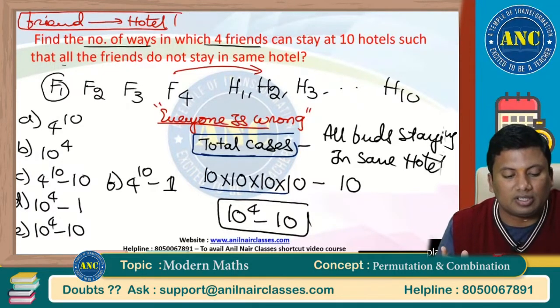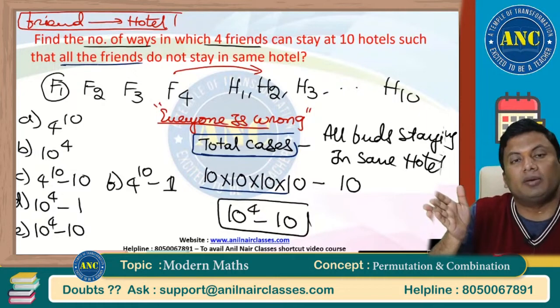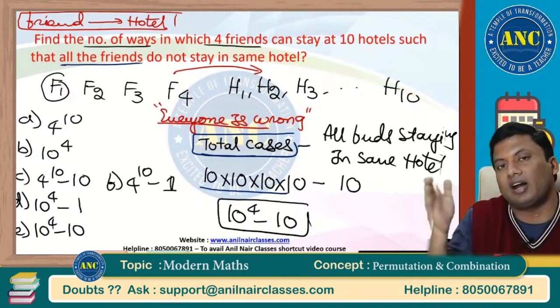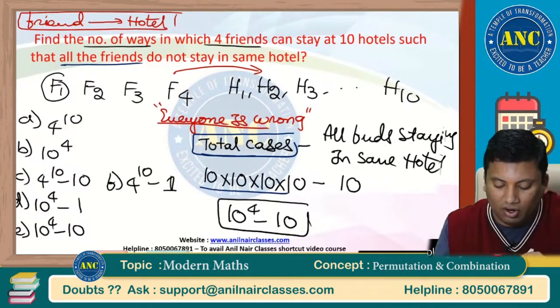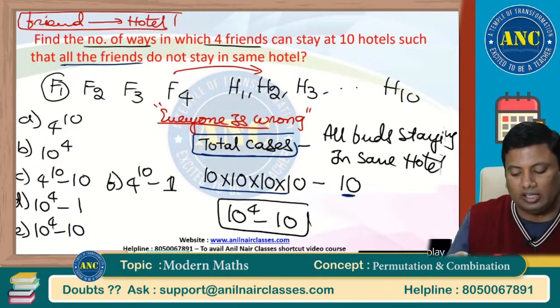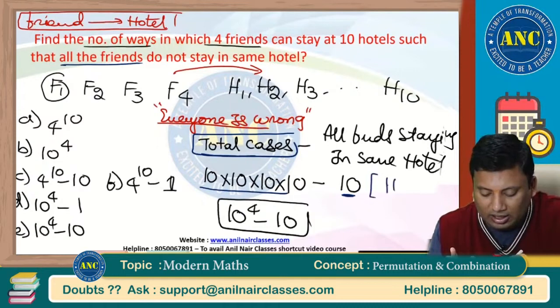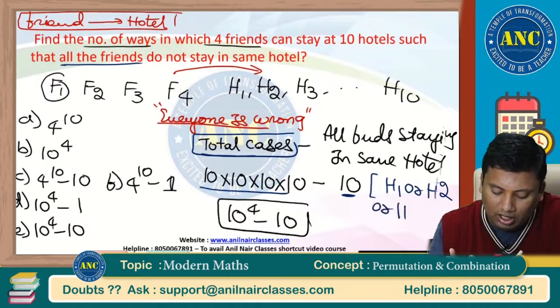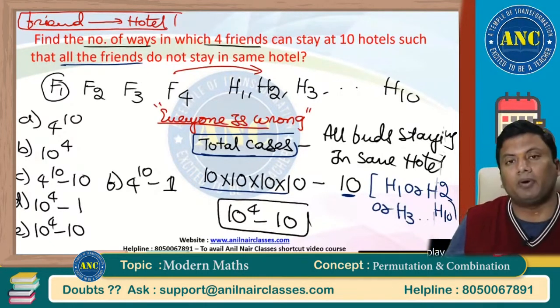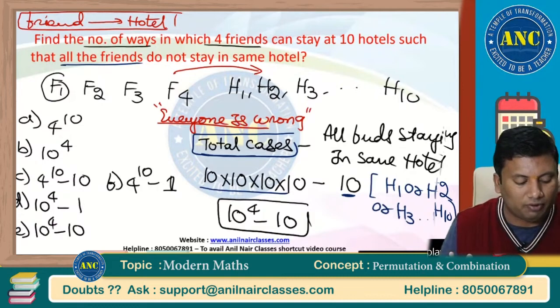All the friends staying in the same hotel. Same hotel means it could be H1 or H2 or H3 or H10. So, they can all stay in the same hotel in 10 ways. That means either H1 or H2 or H3 up to H10. So, 10 power 4 minus 10.